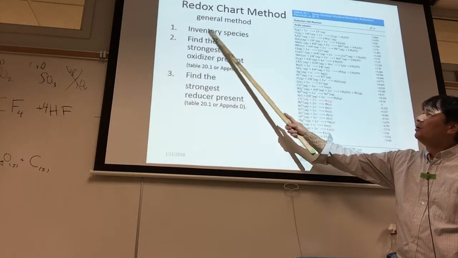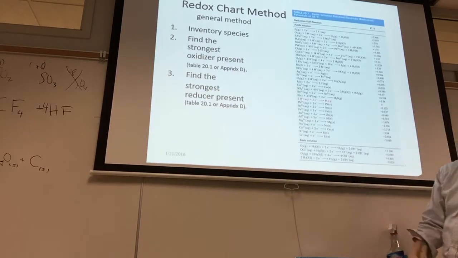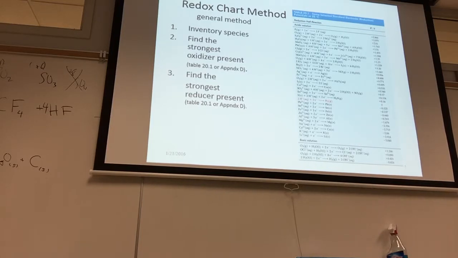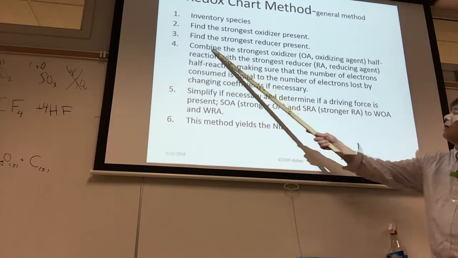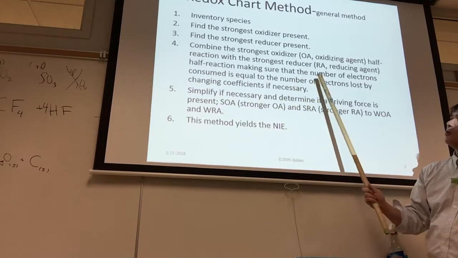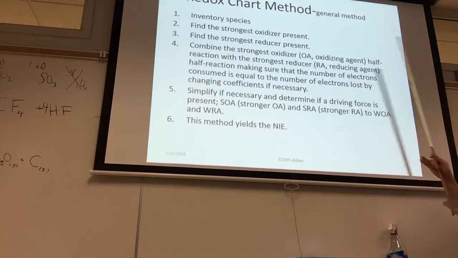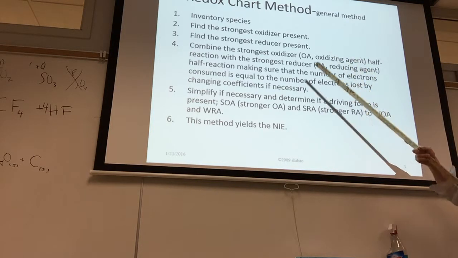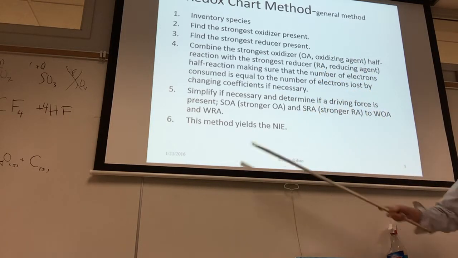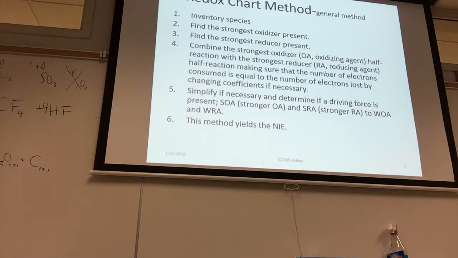All right. So the process is like this. We inventory the species, find the strongest oxidizer present, find the strongest reducer present. The charts are located in table 20.1 or appendix D. Step 4, we combine the strongest oxidizer with the strongest reducer. This is a little bit more complicated than combining the strongest acid with the strongest base, because in an acid-base reaction, only one proton is transferred. In a redox reaction, we could have 1 electron, 2 electrons, 3 electrons, 4 electrons, 5 electrons transferred, which complicates things a little bit. And then we simplify. This method yields the NIE. So let's go ahead and do an example here, really quick.